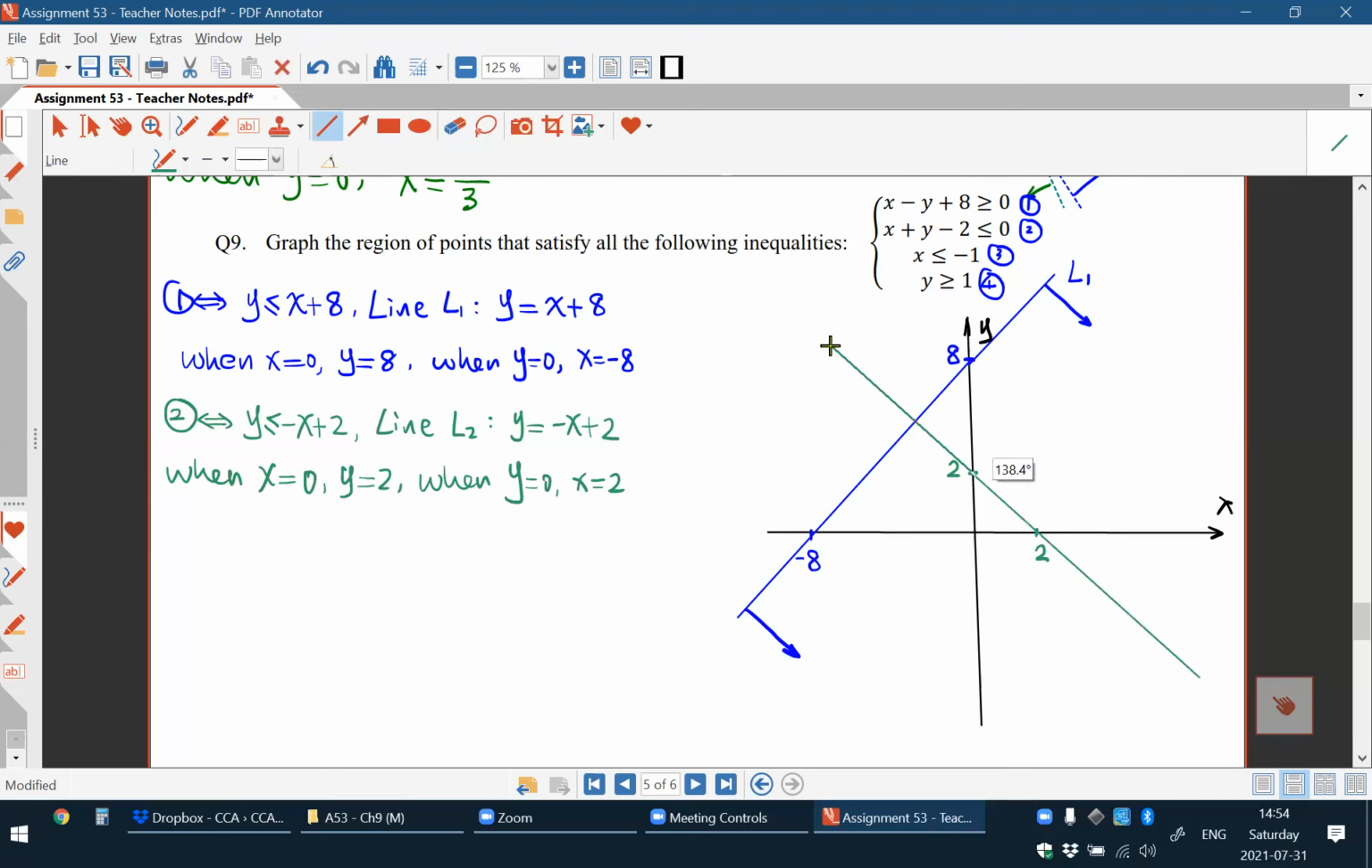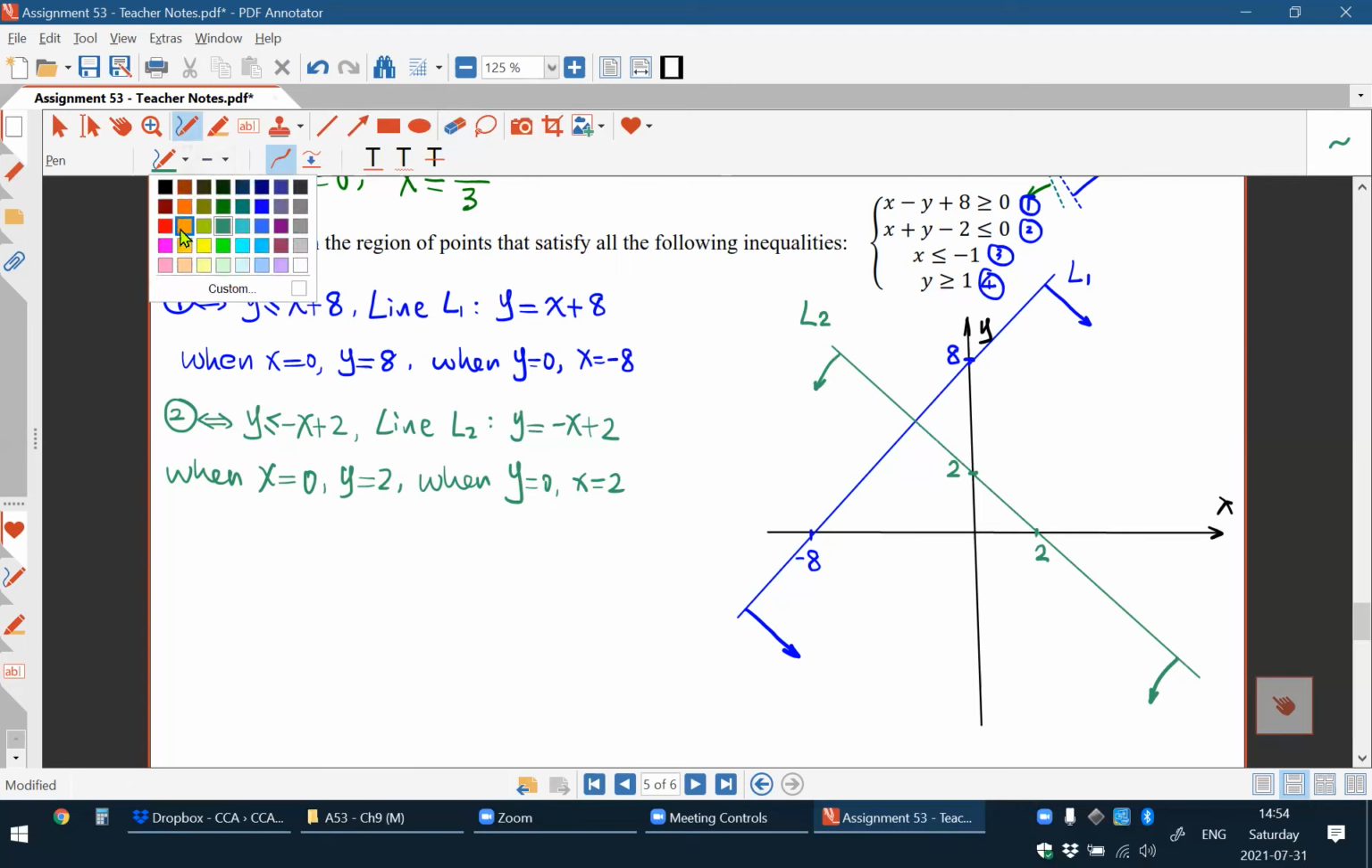And this time, it's not strictly less than. It says less than or equal to, right? So we can use solid lines like this, not a dotted line, right? Okay, so this is our line 2. And because it says y is less than or equal to minus x plus 2, that is the region below this line, right? Okay, so now we have two regions.